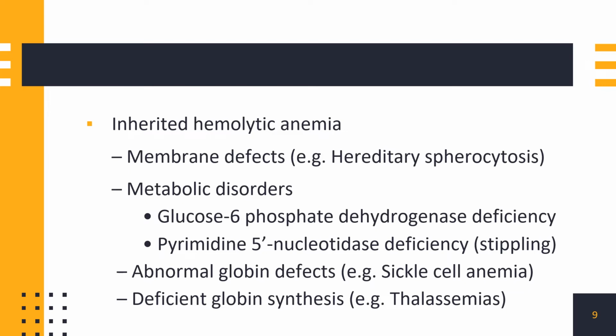Another example will be the pyrimidine 5' nucleotidase deficiency, which is often characterized by the observance of stippling among red blood cells. A common representation of abnormal globin defects will be sickle cell anemia. And finally, an example of a deficient globin synthesis will be a condition called thalassemia.